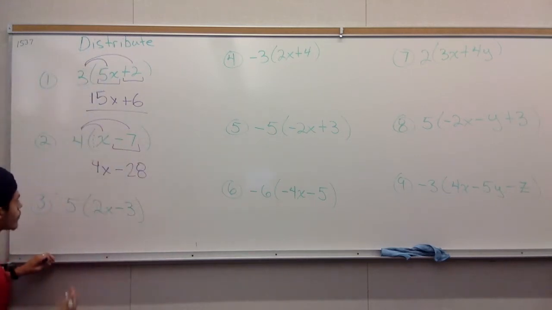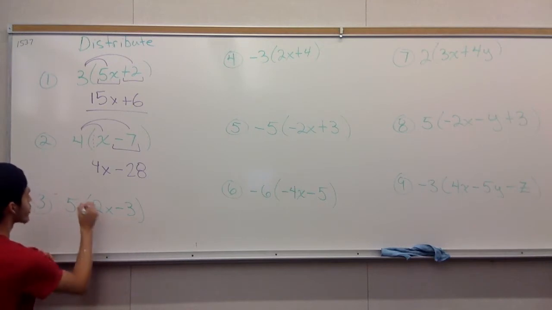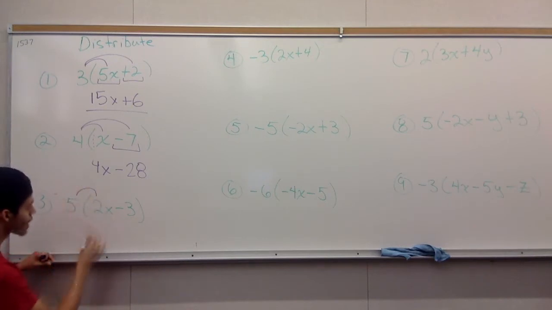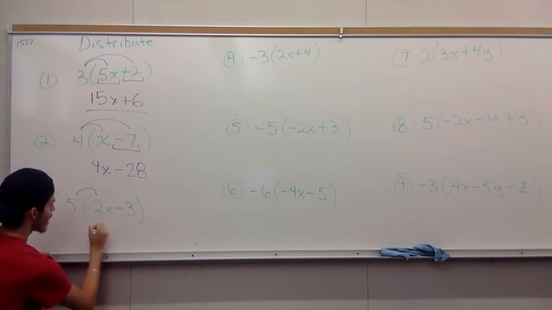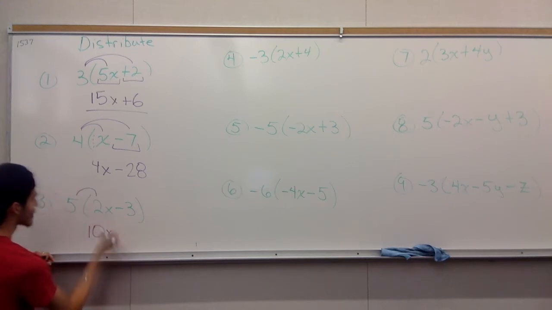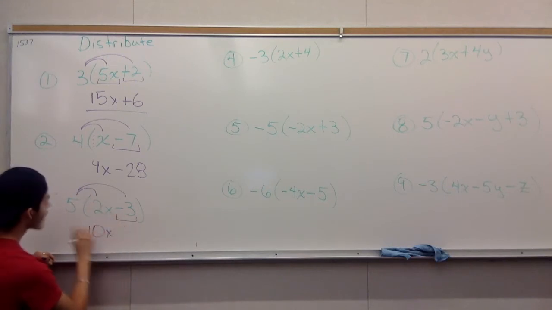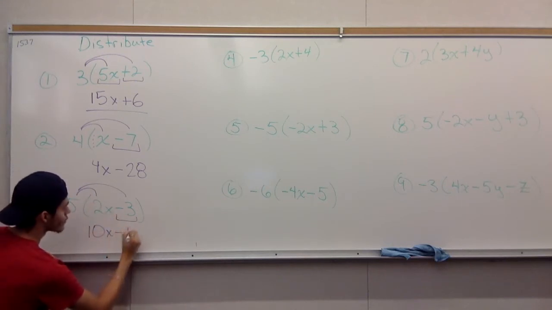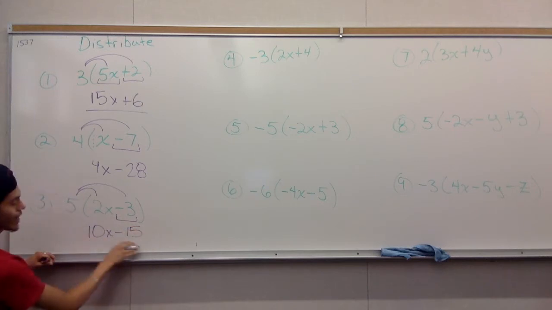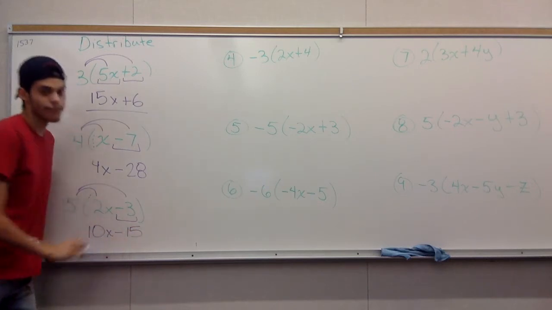Now, for number 3, we have 5 times 2x minus 3. You make the first loop. 5 times 2x would give you 10x. You make the second loop. 5 times -3. Don't forget about the negative number right here. 5 times -3 would give you -15. And that would be your answer right there, 10x minus 15.